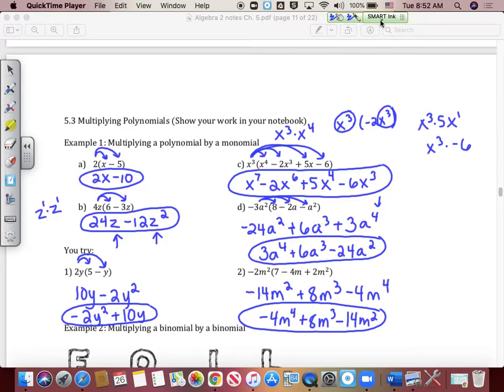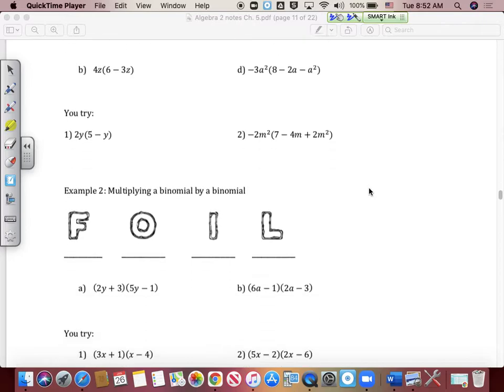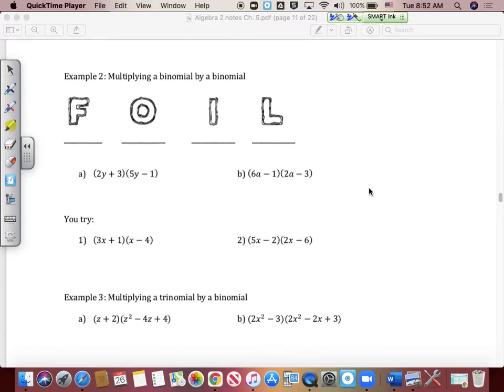All right, so in all of these examples, we multiplied a polynomial by a monomial, which meant it was just one term. Now we are going to be multiplying a binomial by another binomial. That means there's going to be two terms in each of the parts. There's an acronym called FOIL, which helps us remember how to do this. And the F stands for first. The O stands for outer. The I stands for inner. And L stands for last.